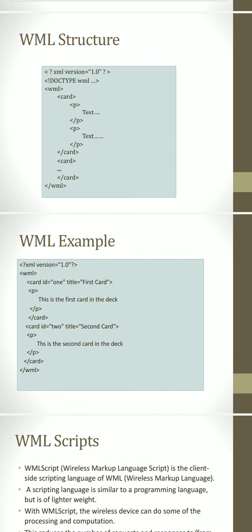Whatever text, see the example will be, you can write like this: card ID 1, title first card. Then inside the P tag you have to write the text, that is, this is the first card in the deck. So you can execute, and this will result in: this is the first card in the deck, and this is the second card in the deck.